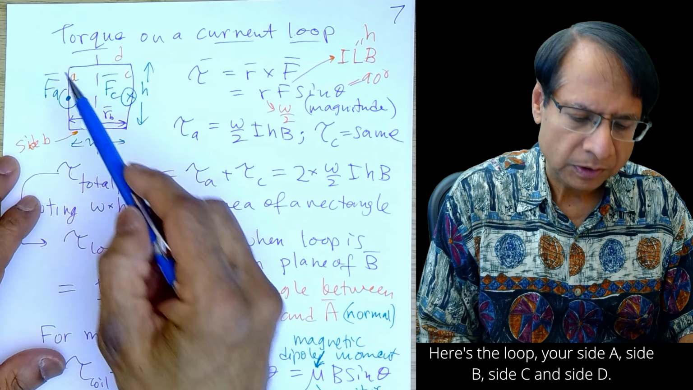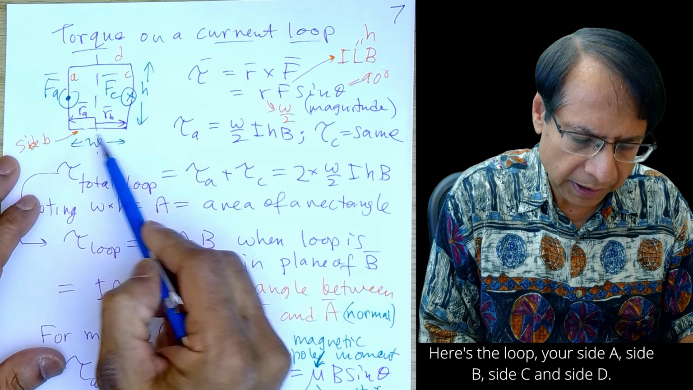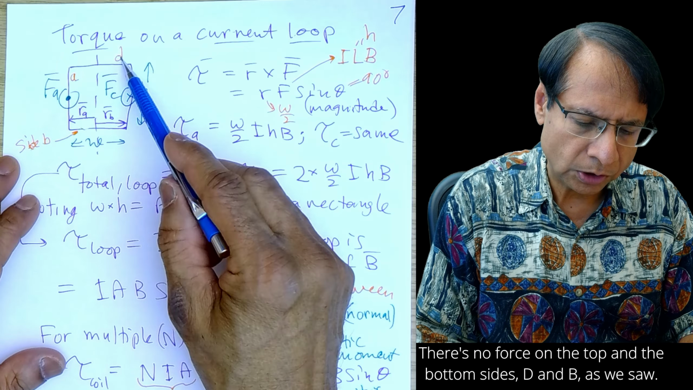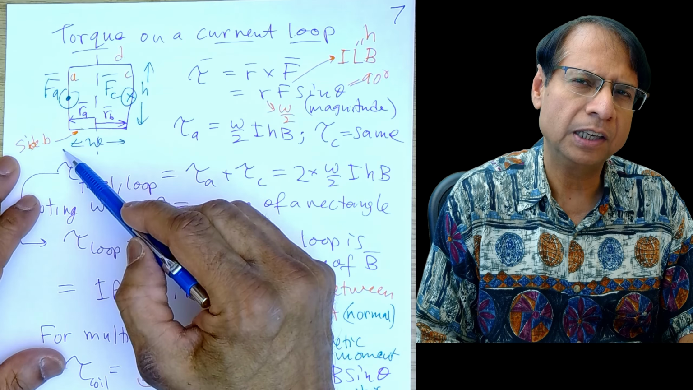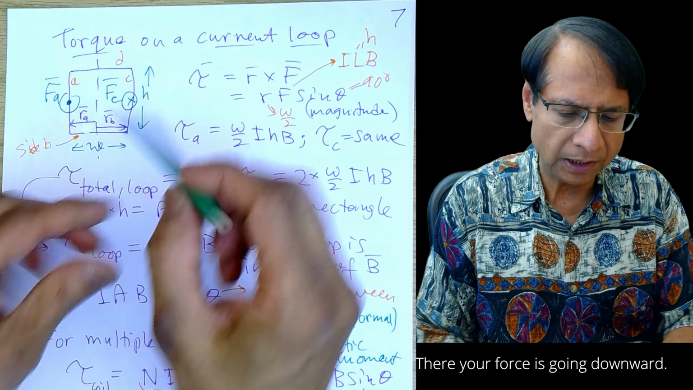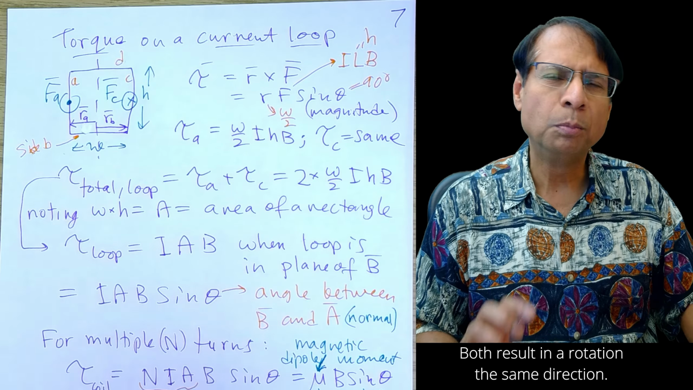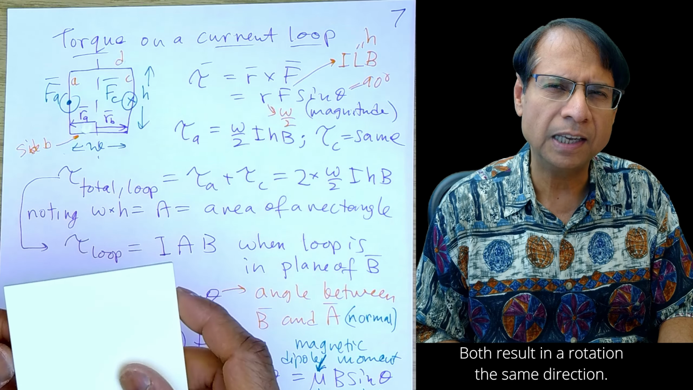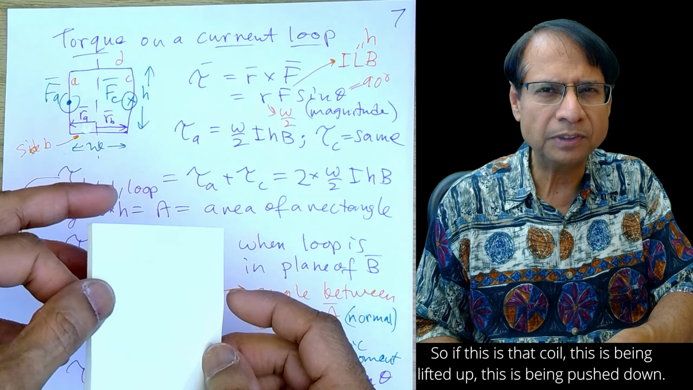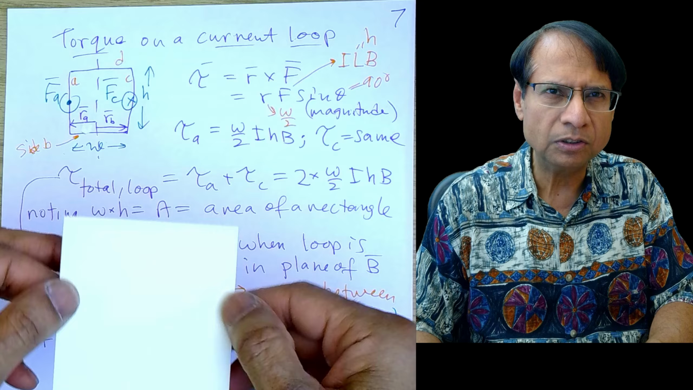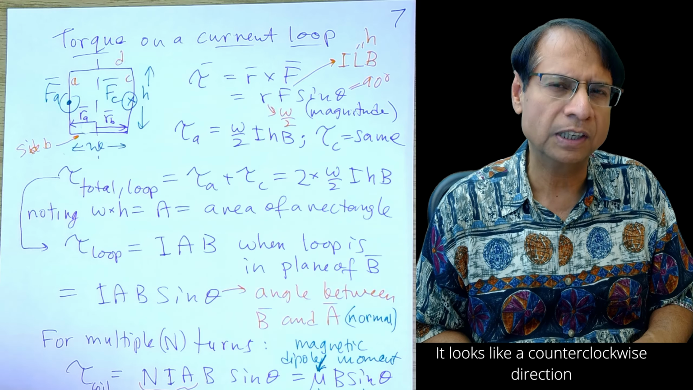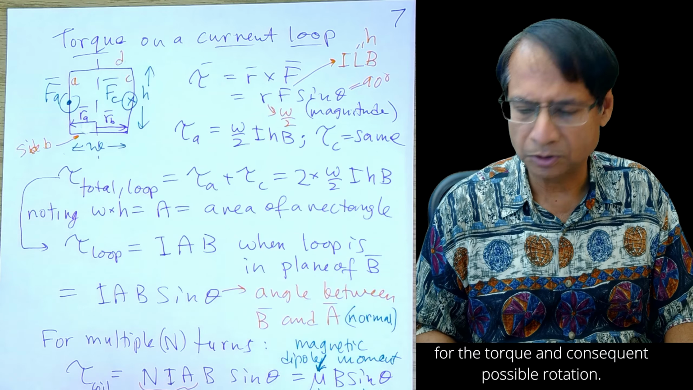Here's the loop. You have side A, side B, side C, and side D. There's no force on the top and the bottom sides, D and B, as we saw. Here you have a force that's pointing upward. There you have a force that's going downward. Both result in a rotation in the same direction. So if this is that coil, this is being lifted up, this is being pushed down. So you have a rotation viewed from the bottom. It looks like a counterclockwise direction for the torque and consequent possible rotation.